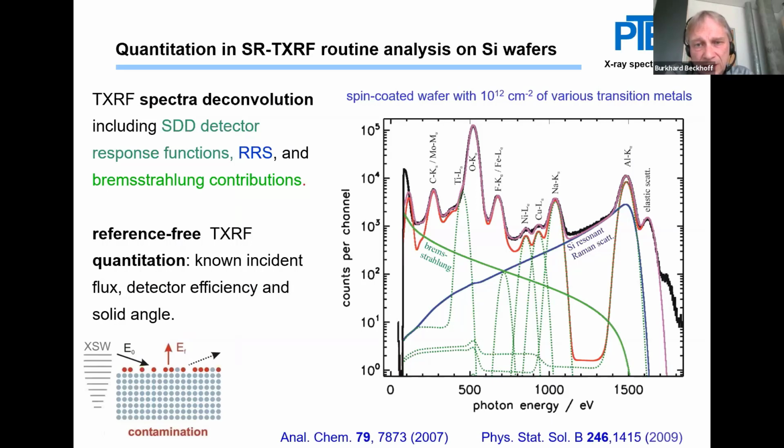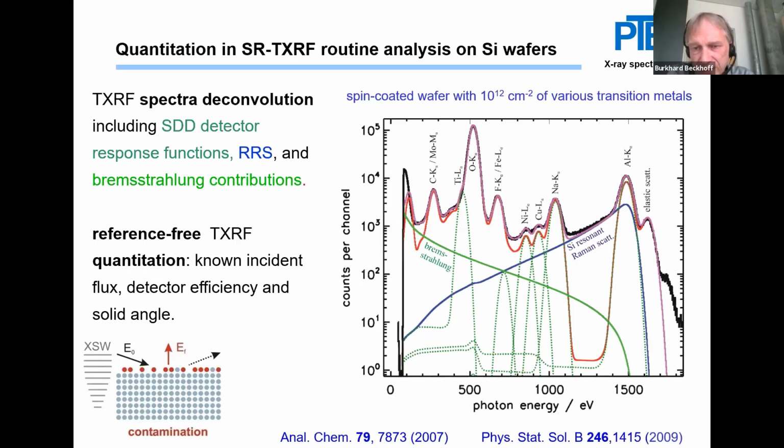You see here a TXRF spectrum of samples that are spin-coated wafers. Actually, there were nearly 100 of these wafers produced by an Italian semiconductor company, contaminated with transition metals at the level of 10 to the 12 atoms per square centimeter, and light elements like sodium and aluminum at 10 to the 13 atoms per square centimeter. And you see here, for the example of aluminum, the response function that we use.